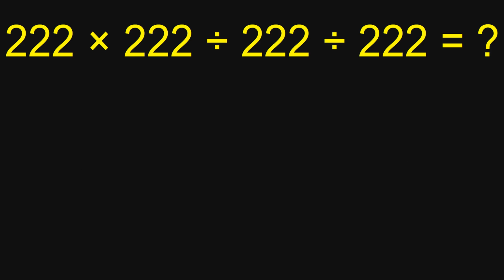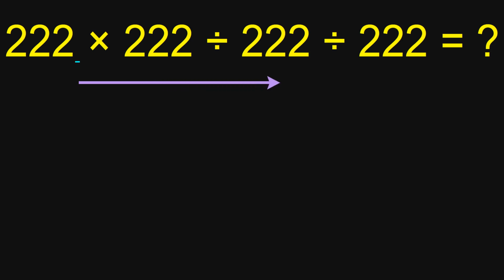In our problem we have 222 times 222 divided by 222 divided by 222. And because according to the order of operations, we have to work from left to right.